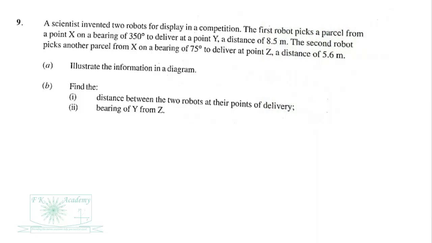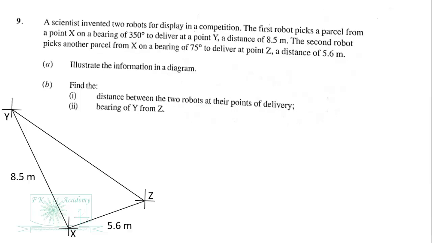A scientist invented two robots for display in a competition. The first robot picks a parcel from a point X on a bearing of 350 degrees to deliver at point Y, a distance of 8.5 meters. The second robot picks another parcel from X on a bearing of 75 degrees to deliver at point Z, a distance of 5.6 meters. Illustrate the information in a diagram.